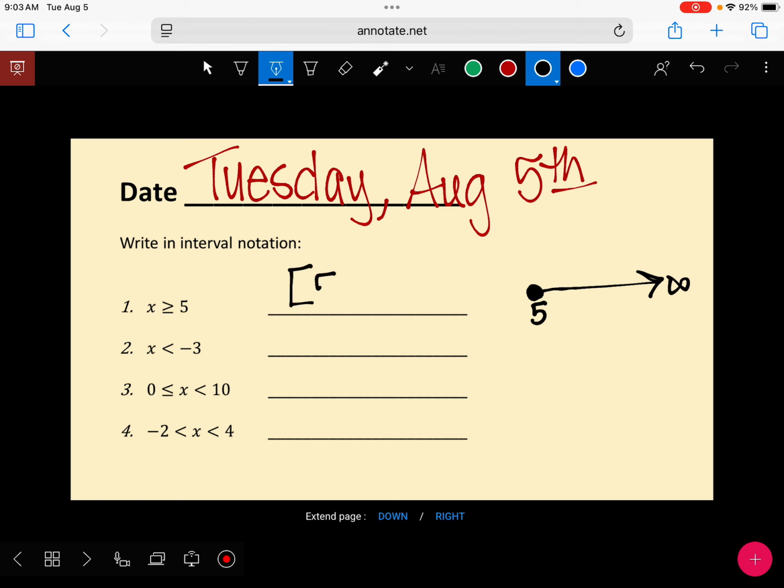5 gets a hard bracket. The largest number is infinity. The second one says x is less than -3. So if it's less than, that means it's coming from negative infinity. And it's going to stop at -3.